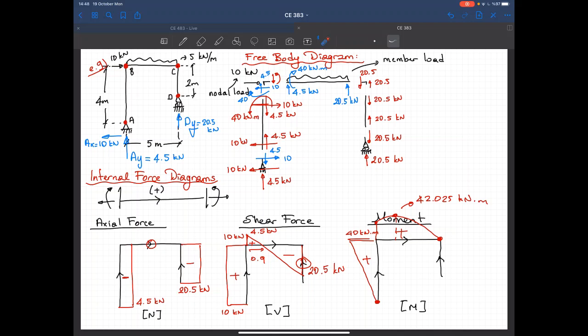So as I said before, from now on, we will always be drawing the free body diagram. It doesn't matter how simple your structure is, we will divide it into nodes and members and show the free body diagram and all the forces at the nodes and at the members.